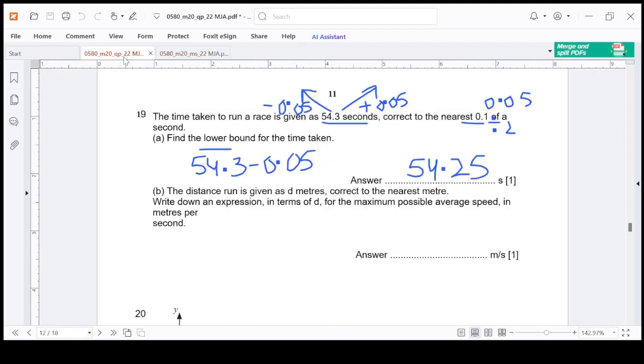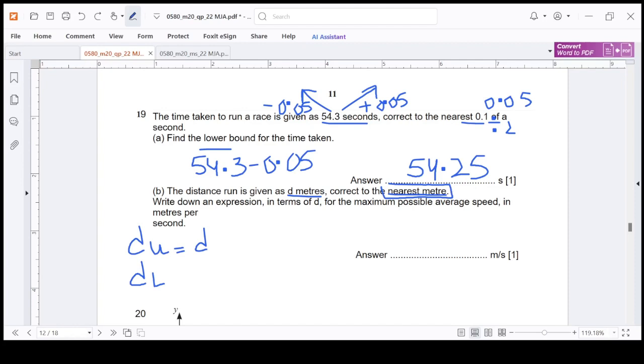Yes, that is correct. Okay. The distance run is given as d meters, correct to the nearest meter. Now, this will give us the upper bound and the lower bound of the distance. What's going to be the d upper value and d lower value? Again, you have to add half of this to d and subtract half of this from d.